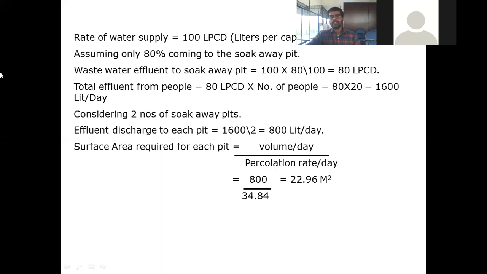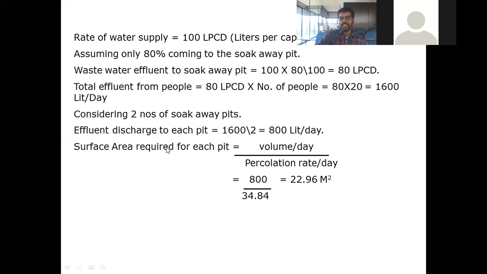Now 1600 liters is coming each day as effluent. Now considering two soak away pits, we are constructing not one, but two. If you want to construct one also, no problem, but because this quantity is very large, we just consider two soak away pits. So this 1600 has to be divided by 2, that is 1600 divided by 2 equal to 800 liters per day. You got 800 liters per day for one soak away pit.